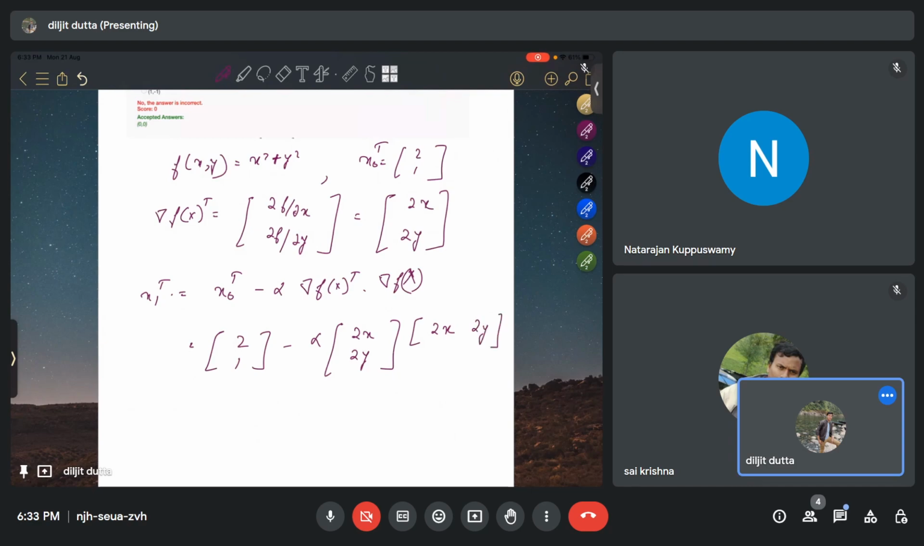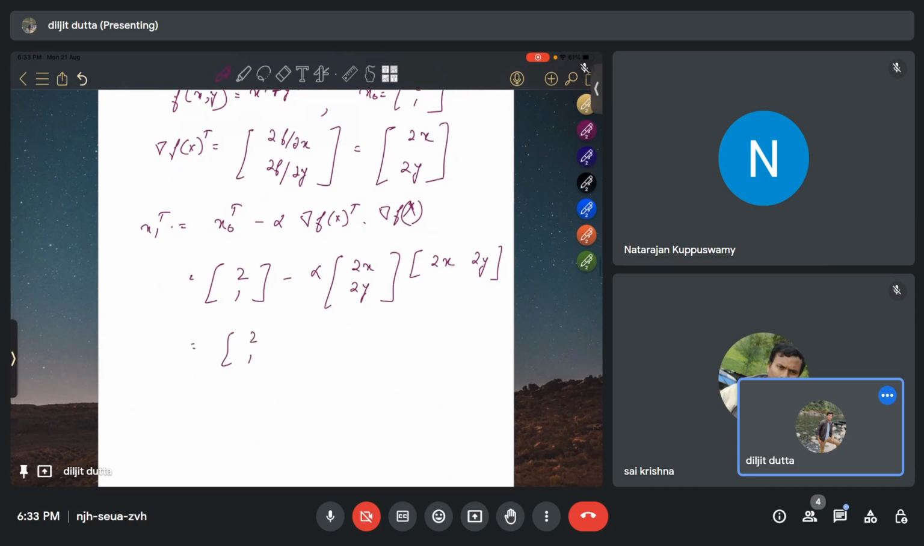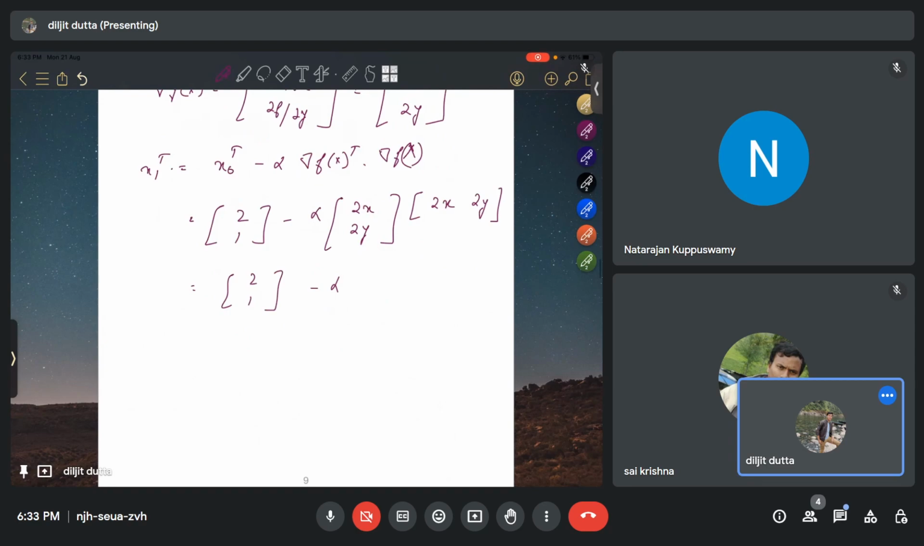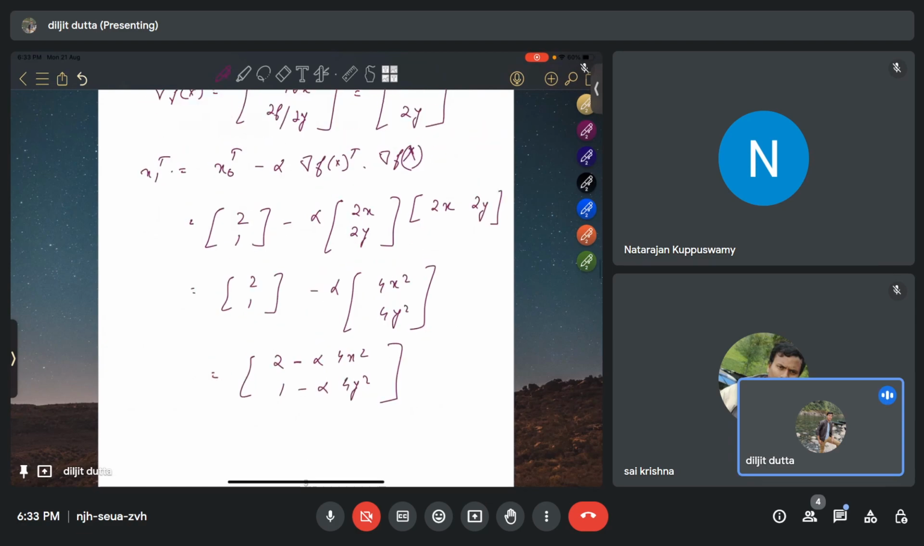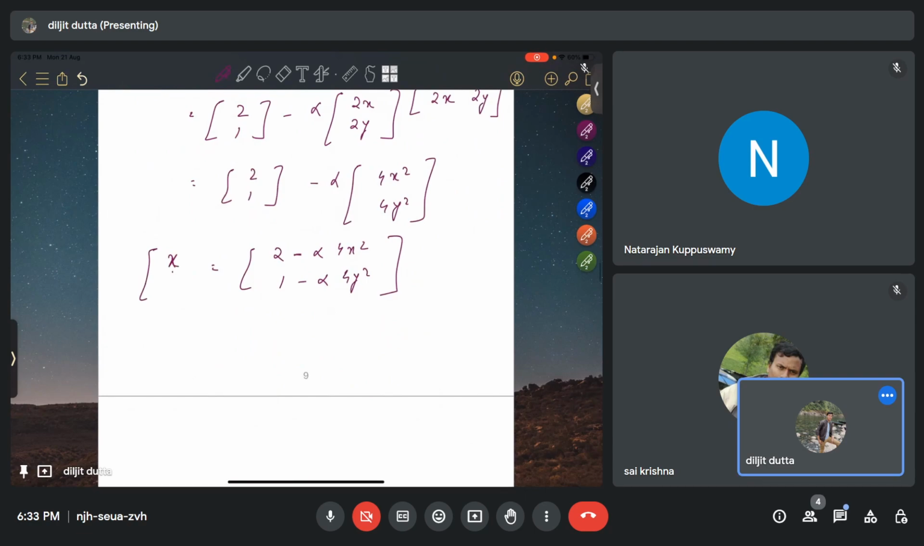Okay, so it will be 2 comma 1 minus alpha into 4x square, and it will be 4y square, right? So it's equal to 2 minus alpha into 4x square, 1 minus alpha into 4y square. So we got x1 transpose, that is x1 transpose is how much? x, y transpose. So we have got these two values for x1. What will be after first, x1 will be 2 minus alpha into 4x.